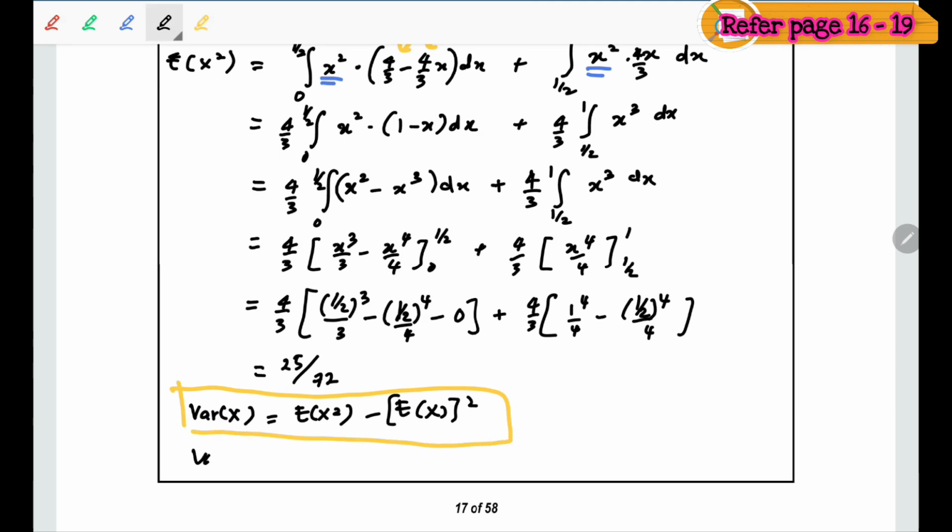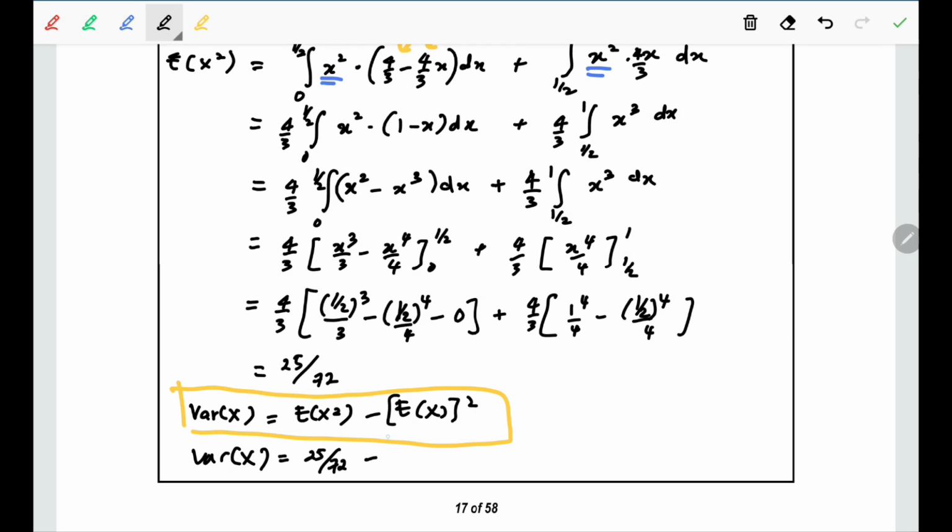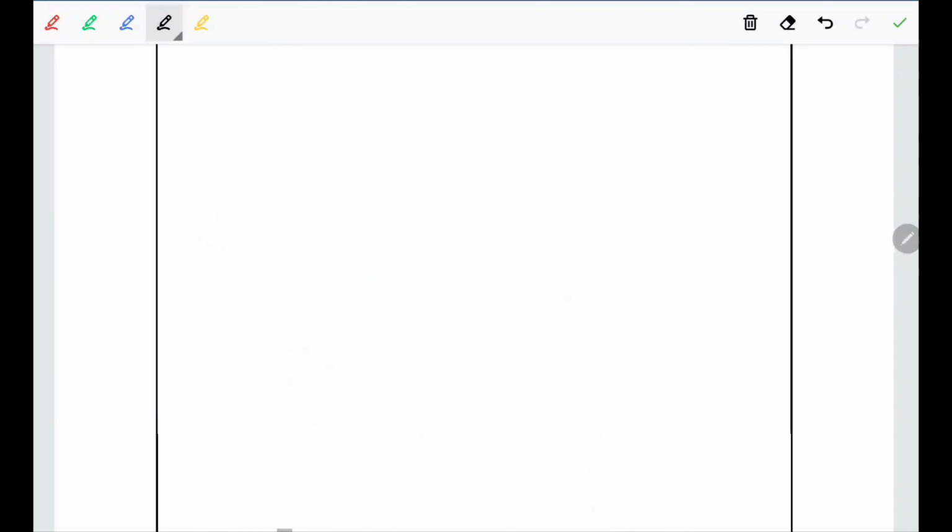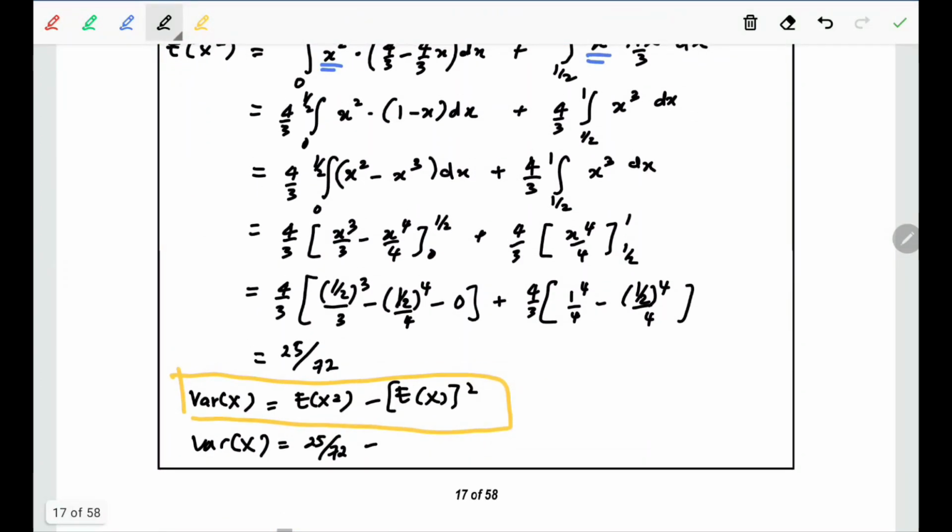So we are going to calculate the variance. So variance is equal to the expected value of x squared, which is 25 over 72, minus the expected value of x. The expected value of x is 1 over 2. So we're going to substitute 1 over 2 here. So 1 over 2 squared. Just remember the squared. And then calculate, and the final answer is 7 over 72.